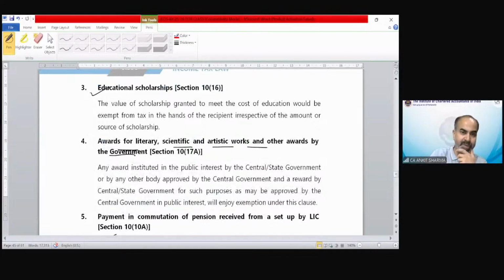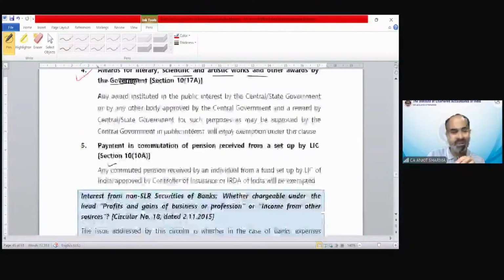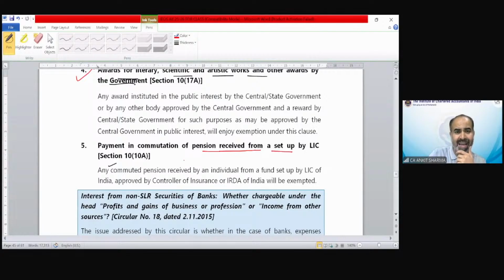Educational scholarship, if you receive, that is not an income, not going to be taxed. You can go through with this concept. Awards for literary, scientific, artistic work, and other awards by government. So if you receive any award which is approved by government, that is going to be exempted. There is no taxability. Payment in commutation of pension received from a fund set up by LIC, section 10(10)(A), is also going to be exempt.